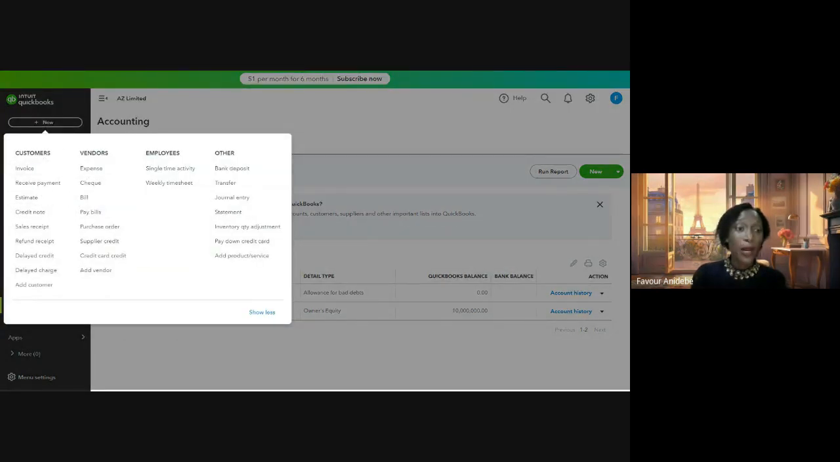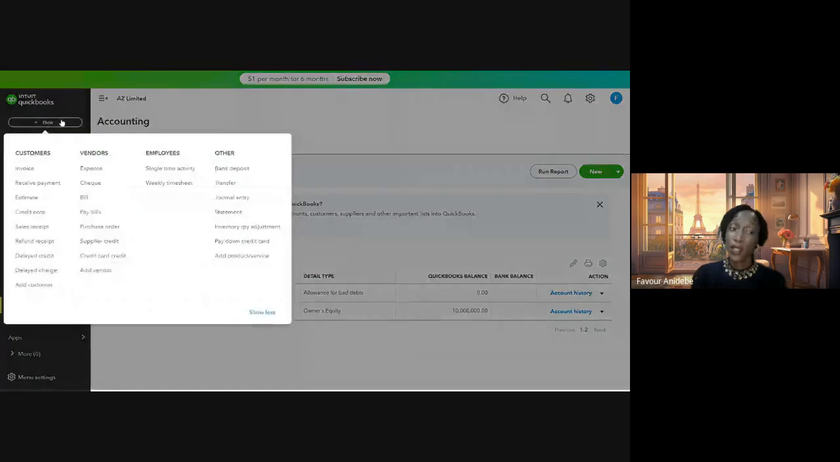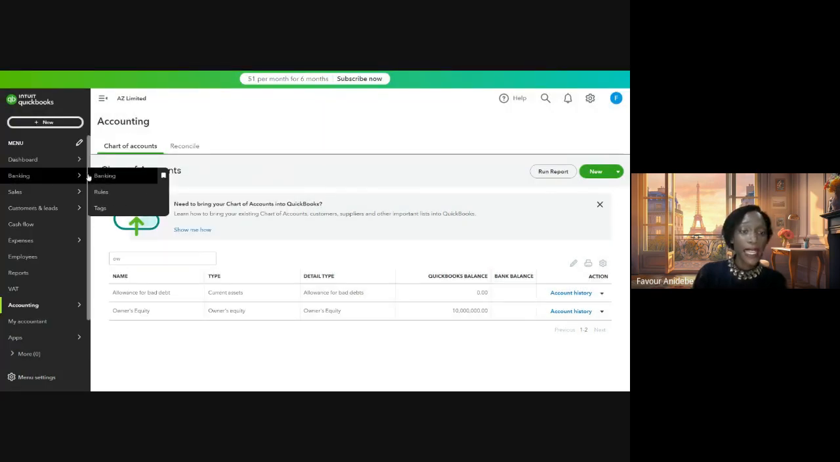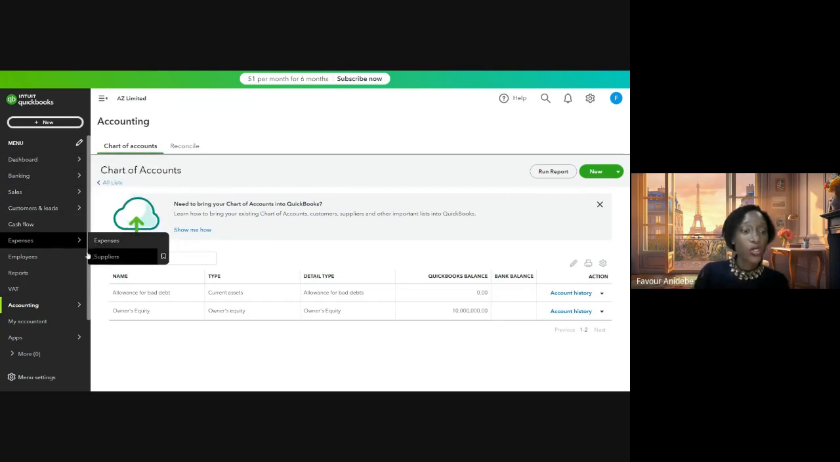So you can see this plus sign here. Once you click on this plus sign, it shows you different things. In case you want to make an invoice, receive payment, create a sales receipt, add a customer, record an expense, check, bills, pay bills, a whole lot of things you can do here. Then for banking, anything banking is here. For sales, if you want to see all the list of your clients and customers, you can come here. Then also the list of your products. Once you open the dashboard and click on it, it will automatically generate reports for you.